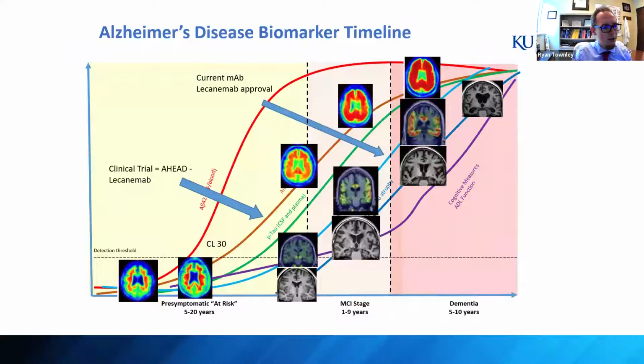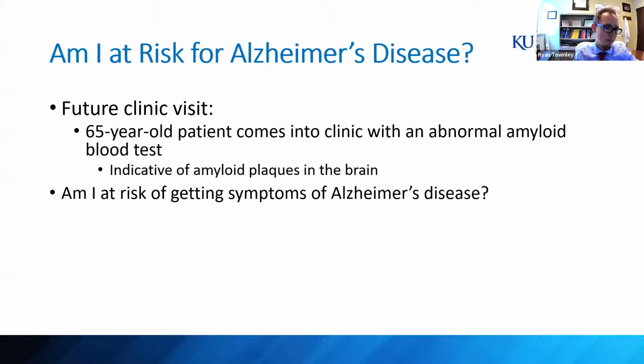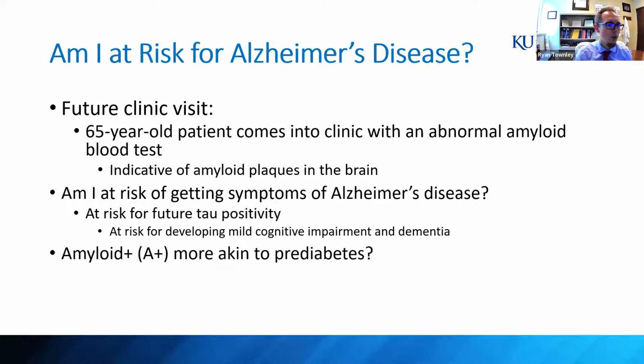So the better question for that individual is really, am I at risk for Alzheimer's disease, especially if we're thinking of Alzheimer's disease as something that requires symptoms. If somebody's got a very clear amyloid positive test, they are at risk of future tau positivity. And if you start to develop tau positivity, you're at risk for developing cognitive changes. Another way to think about this is that amyloid positivity is really more like that pre-diabetes stage. It's something that we really need to be watching for, but we don't currently have any treatments for. We're testing it on the research side.